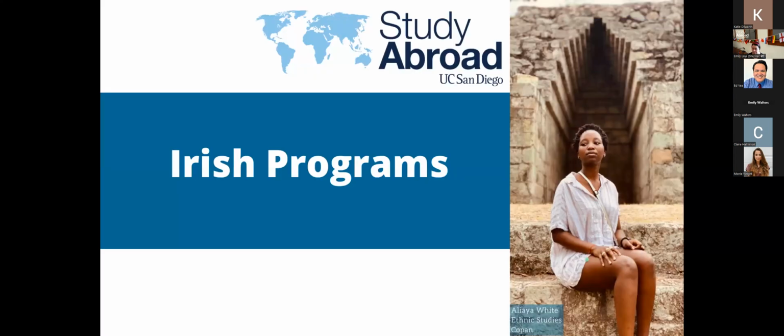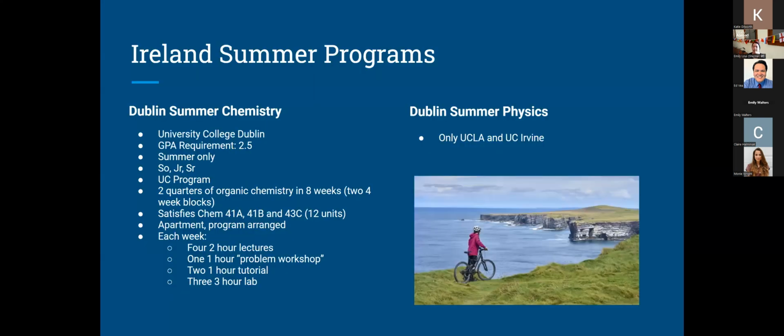Okay, as for Irish universities, similar to Scotland, we have our Dublin chemistry program, where you basically get 2 quarters worth of organic chemistry in 8 weeks. So you take 2 4-week blocks. You take basically course number 1 and then course number 2 after that. I've listed what requirements it satisfies, so just keep that in mind. Again, it's only offered in the summer.